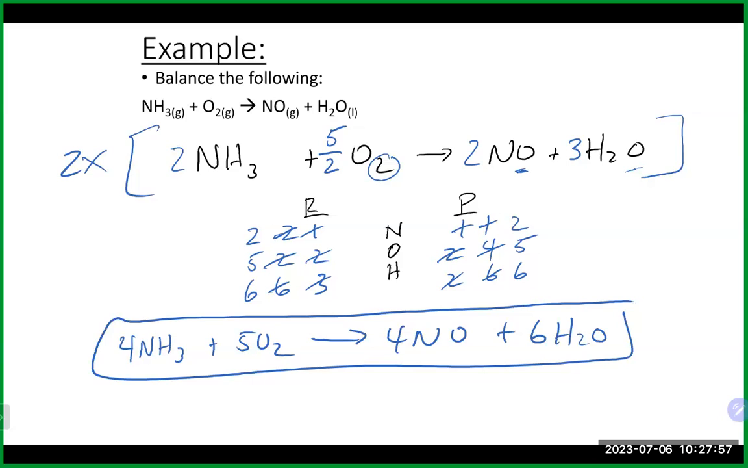And again, at this point, we should still be balanced. We have 4 nitrogens on each side. We got 12 hydrogens on each side, and we have 10 oxygens on each side. So we are balanced. Any questions on that there? So if you're struggling and things aren't balancing, perhaps a fraction might be helpful, but just make sure that you do clear it when it's all said and done.